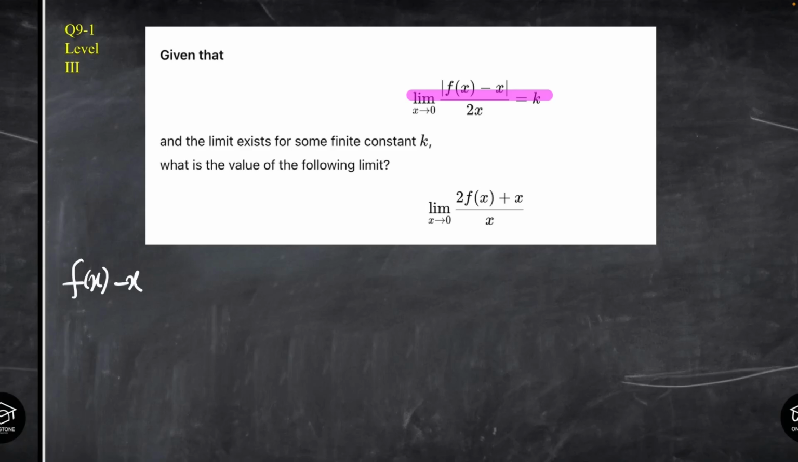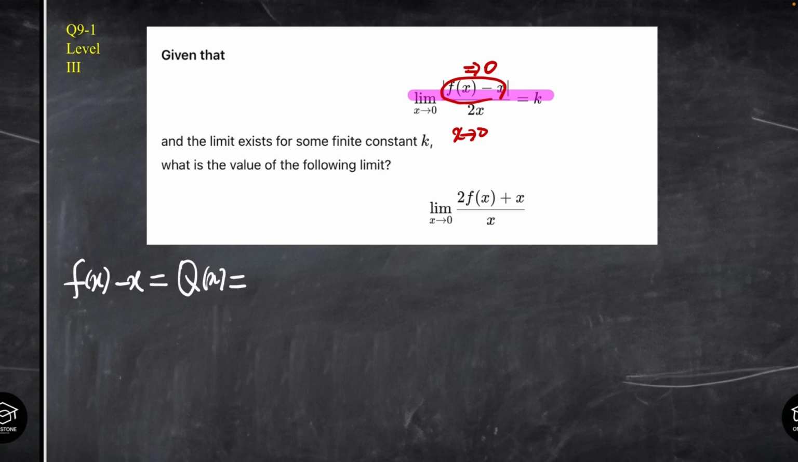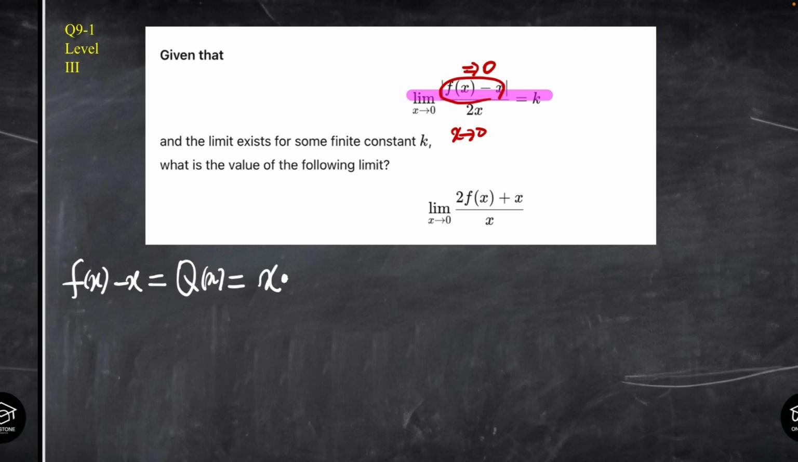To evaluate the limit, we first need to understand the behavior of both the numerator and the denominator as x approaches 0. The denominator, which is 2x, clearly approaches 0. So in order for the entire fraction to have a finite limit, the numerator, the absolute value of f(x) minus x, must also approach 0. That tells us that f(x) minus x must contain at least one factor of x.